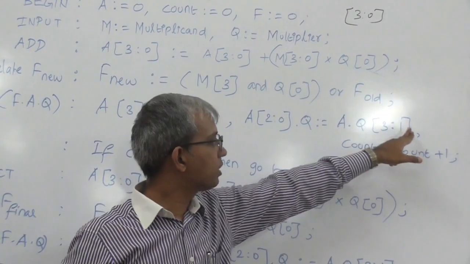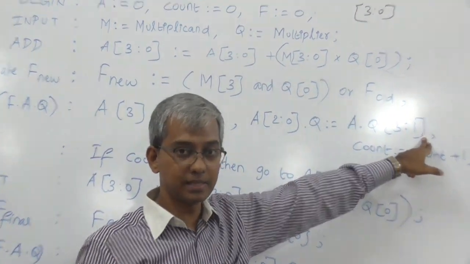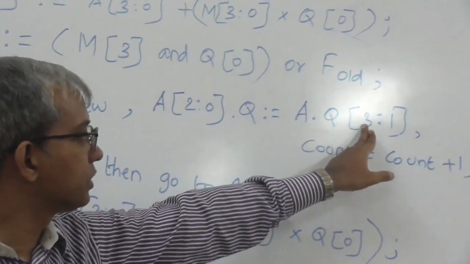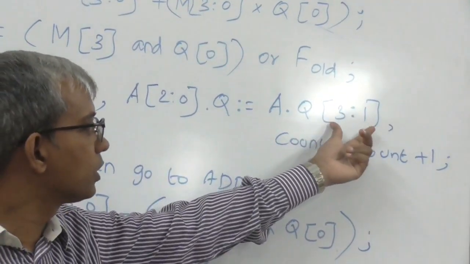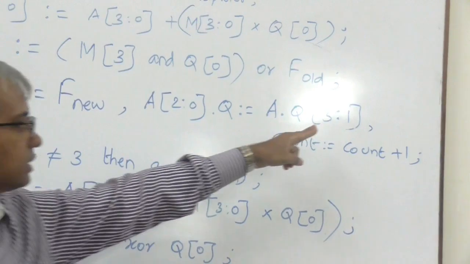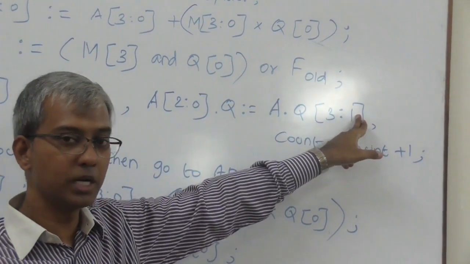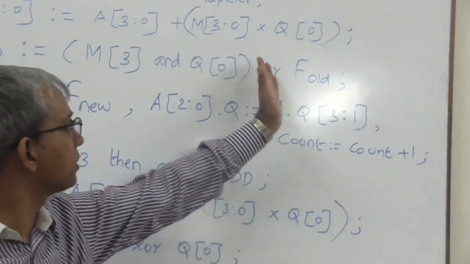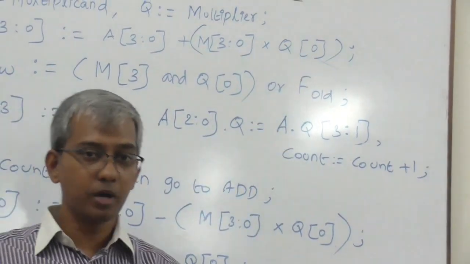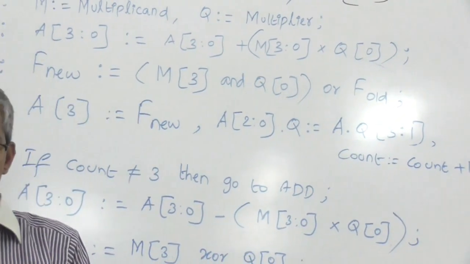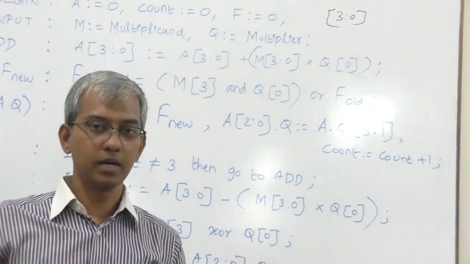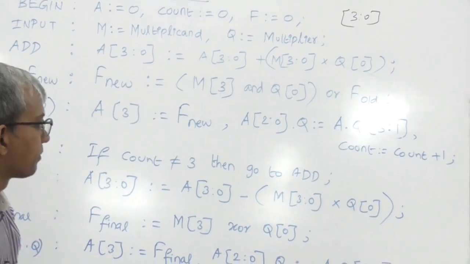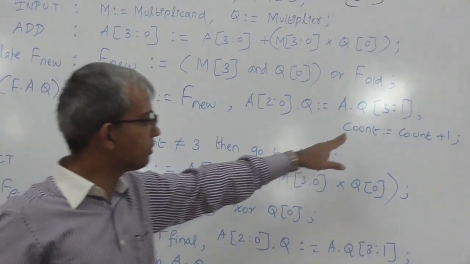Here the LSB of the multiplier is discarded. So Q will have 3:0, but I am just going to place 3:1 here, and the 0th bit of your multiplier is discarded because it is already processed. Whenever you process each and every bit of the multiplier, it is automatically discarded when you do the shift operation. And then I will increment the count value.